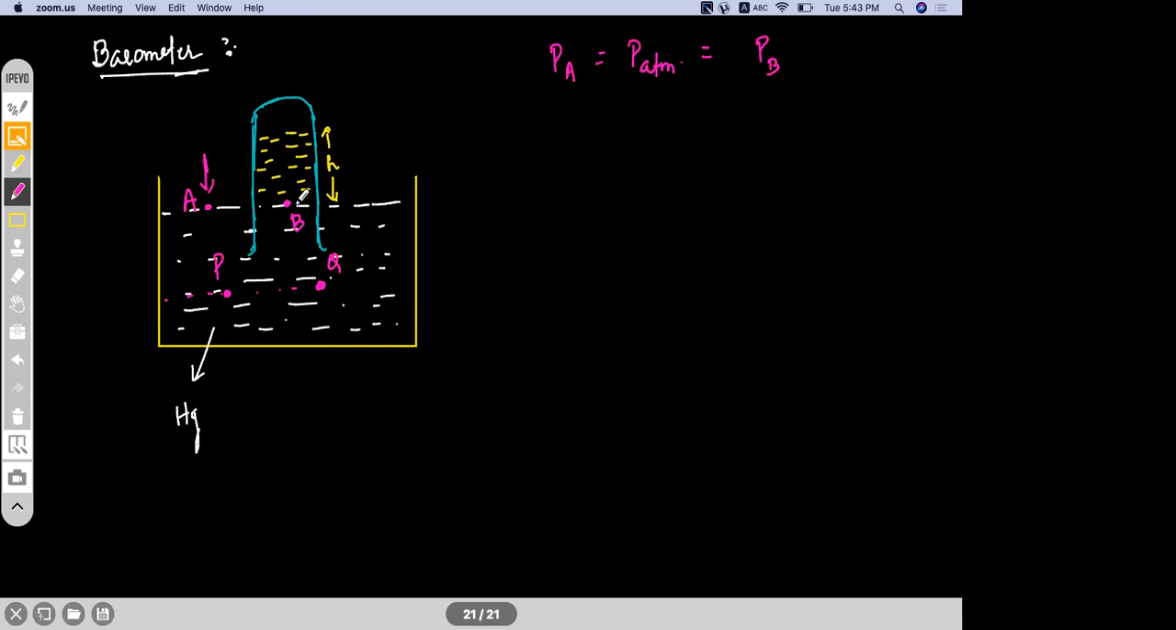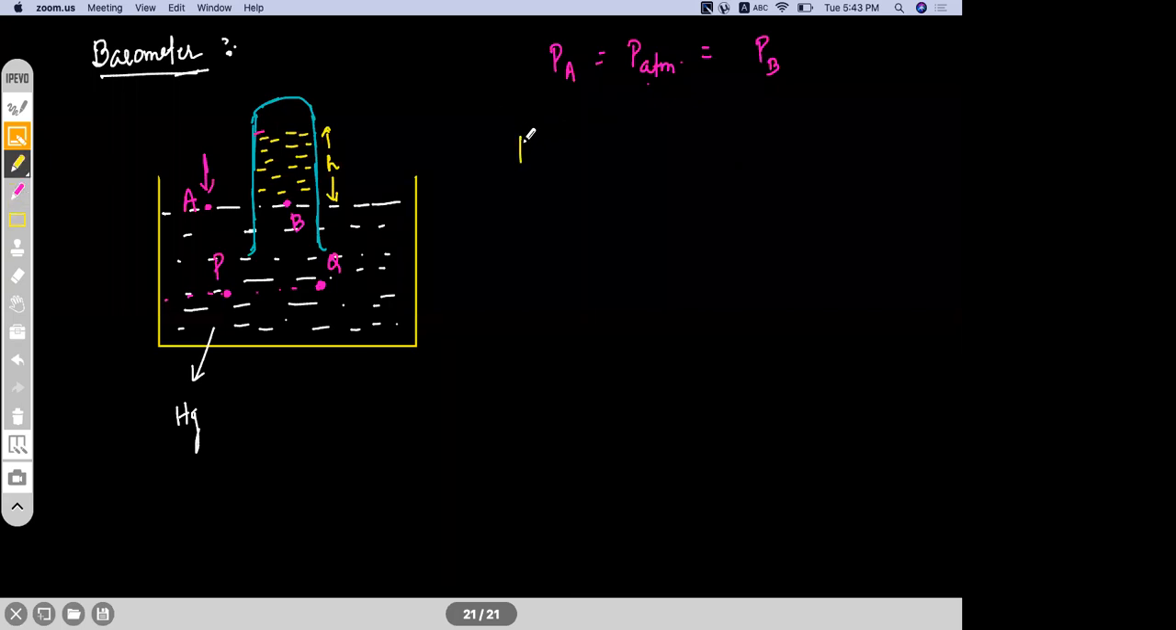Now this liquid column, the Hg column, will rise in this tube and go to a certain height, because we know as the height increases, its pressure increases. When the pressure of this column equals the atmospheric pressure, that is the pressure at B, then it won't go further. The rise in height will not be there once the pressure of this liquid column equals the pressure at B. Isn't it right? Yes, correct. Understood.